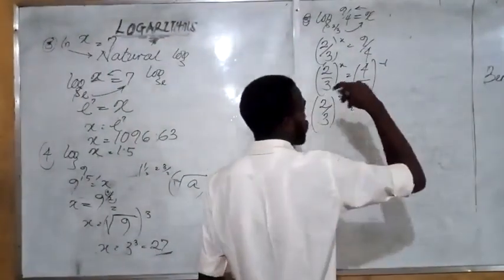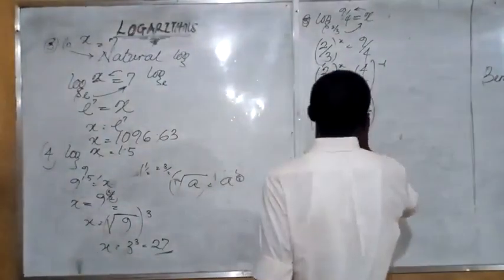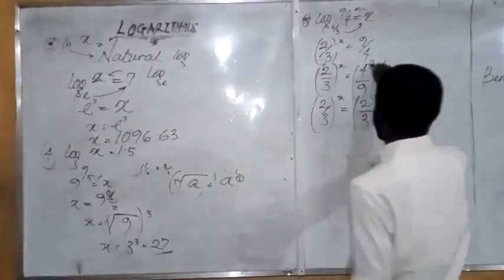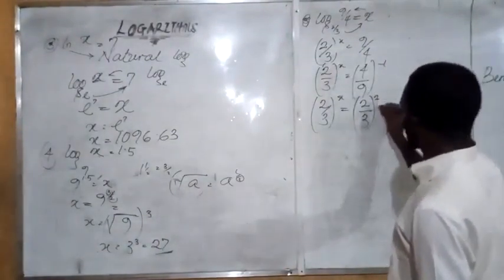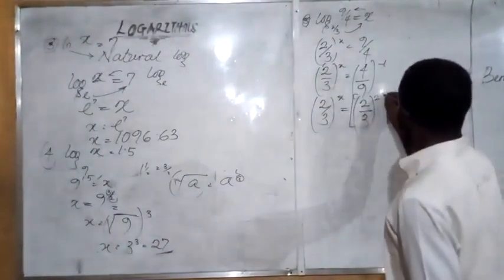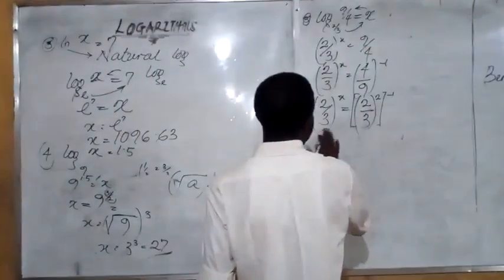This is the family of 2 and this is the family of 3. So 2 over 3 technically. Now, this guy is raised to power 2 to give us 4. This guy is also raised to power 2 to give us 4. Then both of them are raised to power 2. But remember that both of them are also raised to power minus 1. What does it become?